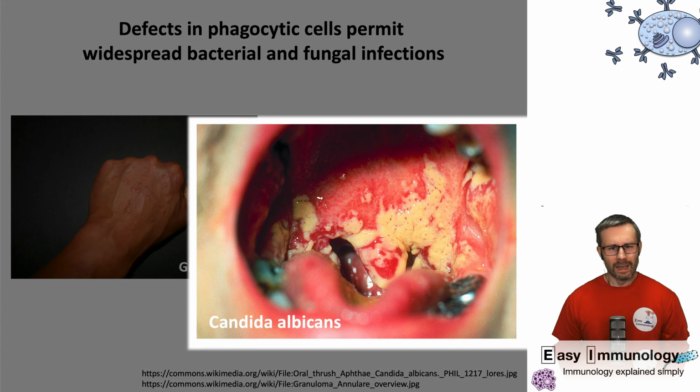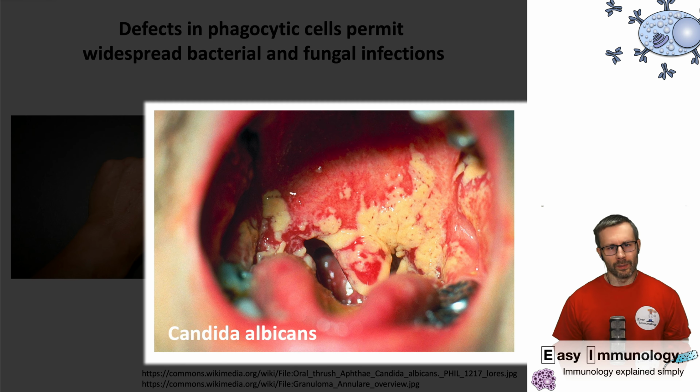And on the right side, you see an infection in a mouse with a fungus, Candida albicans, and this is something that usually only affects patients who are immunocompromised. So if you have a normally functioning immune system, these fungi are not a problem. And this oral infection in the mouse is called thrush. And this usually only happens in small children who have an inherited defect in the immune system.